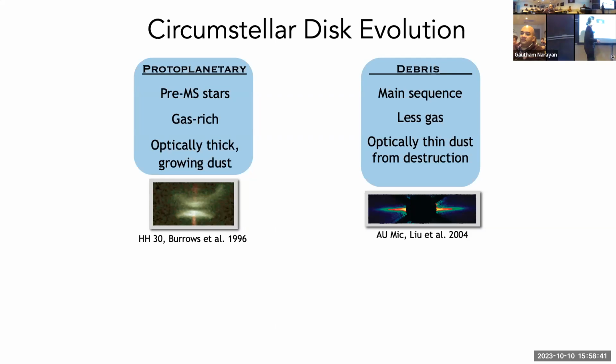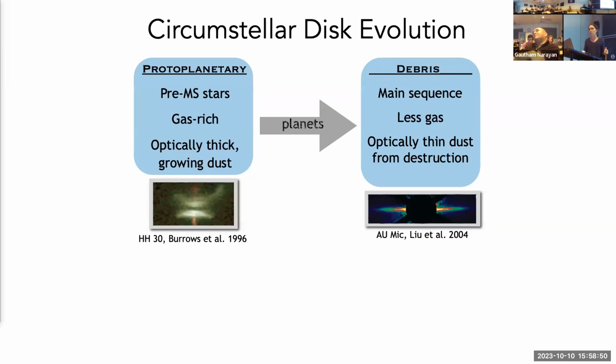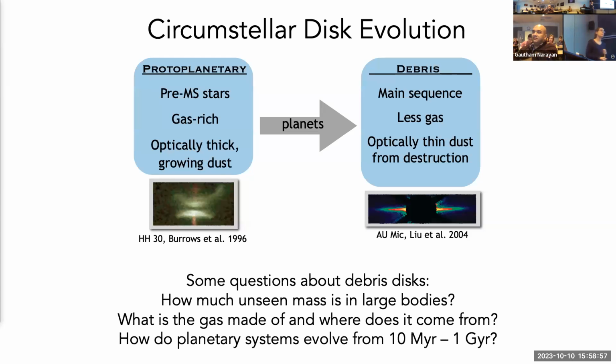And here's AU Mic seen in scattered light, one of the early images of AU Mic. So what we are thinking about when we're thinking about circumstellar disk evolution is what's happening to the planets as the disks evolve from protoplanetary to debris disk phases. And some of the big questions about debris disks that I'm going to be talking about for the rest of my talk are things like, all right, we're looking at dust, right? But how much mass is in unseen bodies like planets and planetesimals? Because that's ultimately what we care about, what's happening with the planets. So we're going to talk about that a little bit.